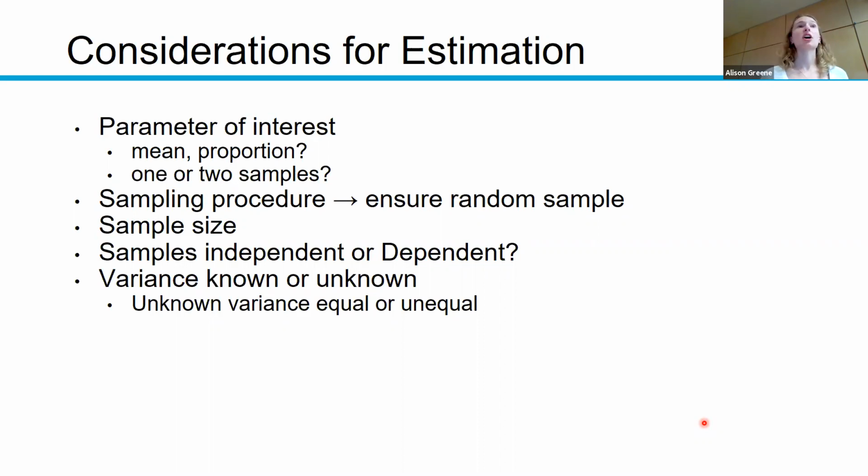Is your sample size large enough to make the assumptions that you want to make and for them to be considered valid? Are your samples independent or dependent? Is your variance known or unknown? If your variance is unknown, do you want to assume that they're equal or unequal? Do you want to test for whether or not they're equal or unequal?